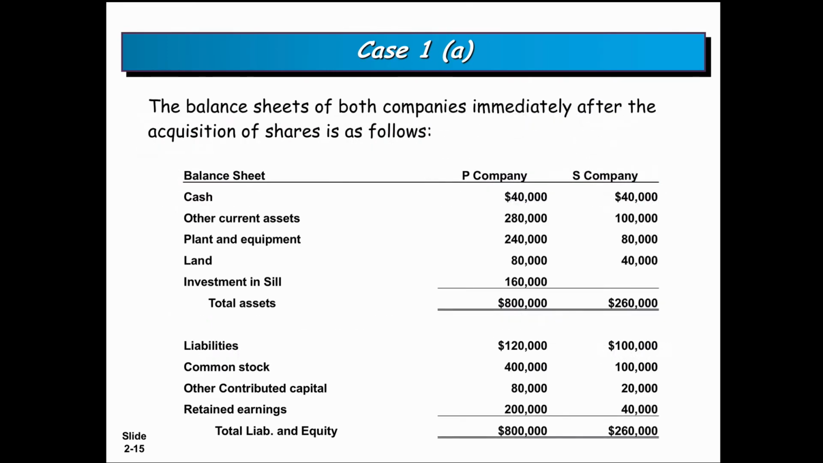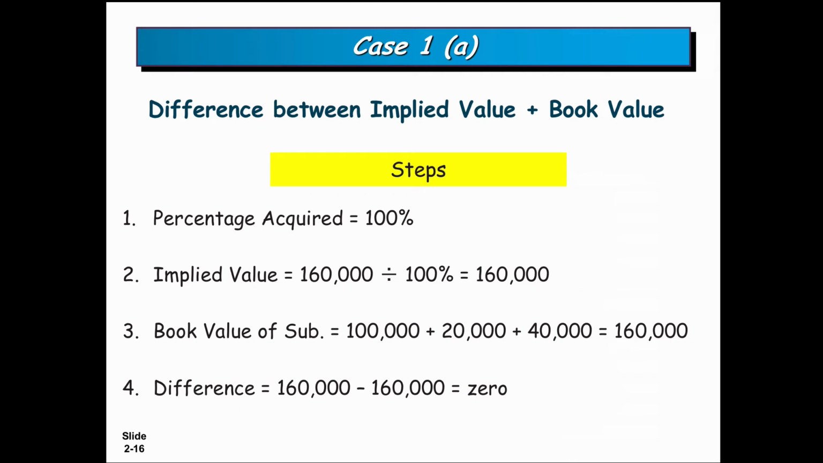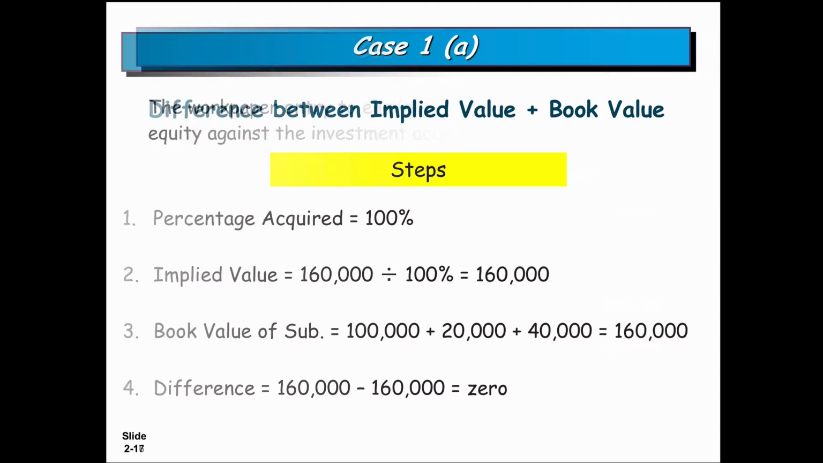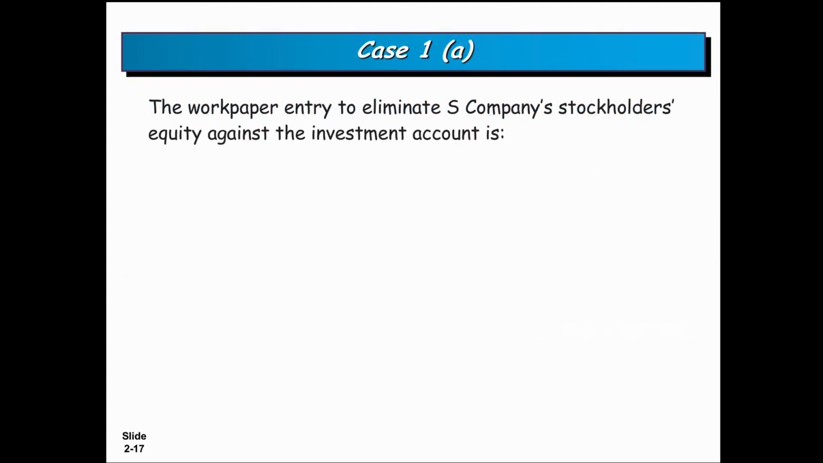So here is the third step, 160. The difference between step 2 and 3 is 0. And now we need to do the work entry.